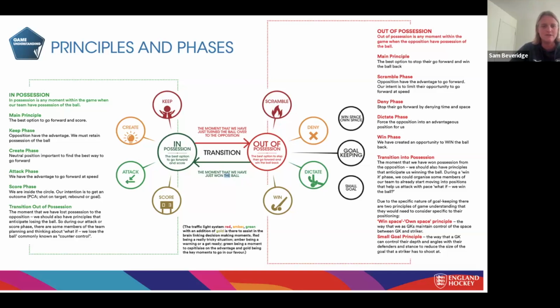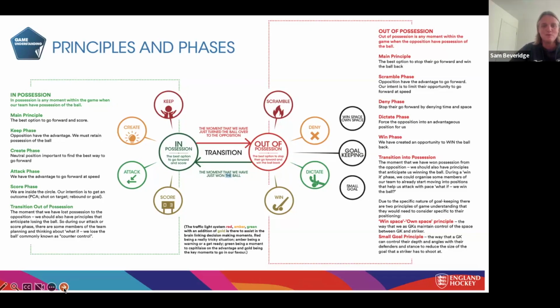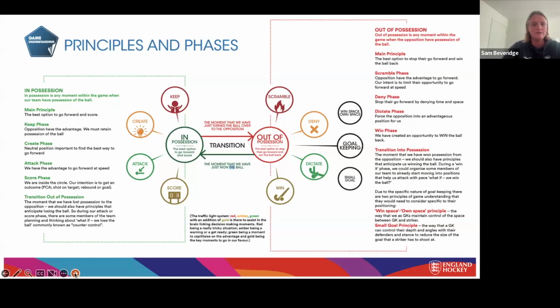We are either in possession or out of possession of the ball. In possession, our overarching principle is to go forward and score. When we are out of possession, we want to stop the opposition going forward and therefore win the ball back. We can go through a number of phases as we are in possession and out of possession to meet the principle. We will be introducing these phases gradually through our junior hockey framework for the under 8s, under 10s and under 12s. Ian, which phases are we going to introduce to under 8s?